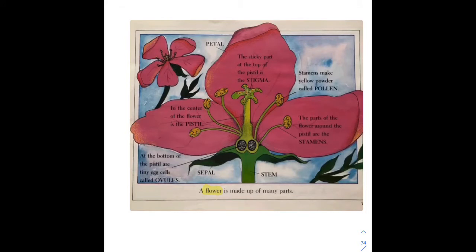A flower is made up of different parts, and the flower itself is a very special part because the flower contains the seeds, and the seeds are what we need in order to grow a new plant. But let's look at how that happens. At the bottom of the pistil are tiny egg cells, and those egg cells need pollen to make a seed.